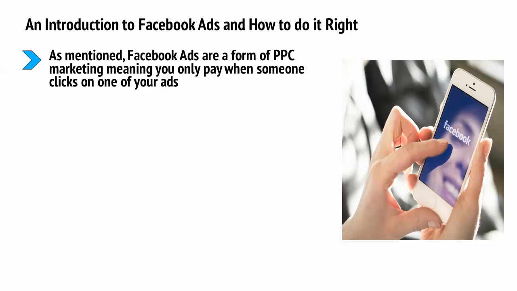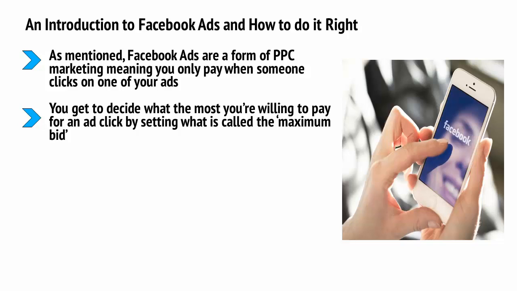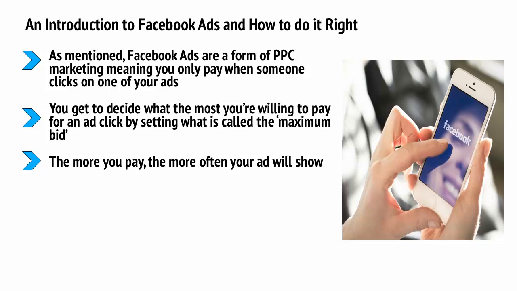As mentioned, Facebook ads are a form of PPC marketing, meaning you only pay when someone clicks on one of your ads. As you might have guessed, Facebook ads will appear on Facebook, thereby giving you the opportunity to advertise to anyone who uses the social media platform. You get to decide the most you're willing to pay for an ad click by setting what is called the maximum bid. Each time two ads are suitable for a single position, they will enter into an automated bidding war, and if your maximum bid is highest, your ad will show. The more you pay, the more often your ad will show.